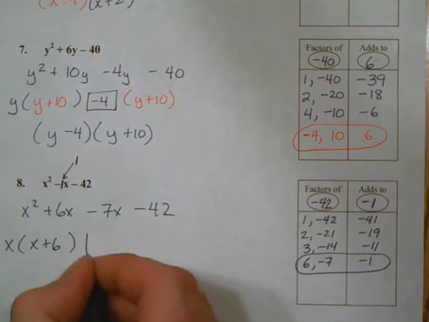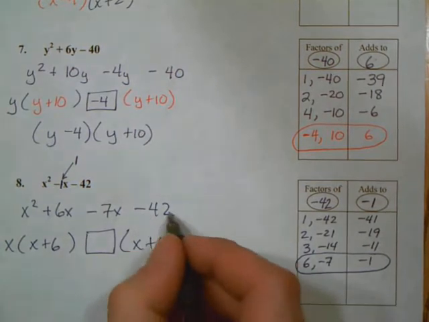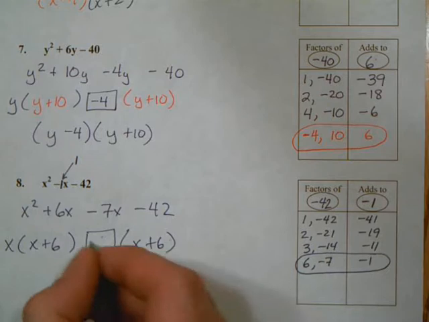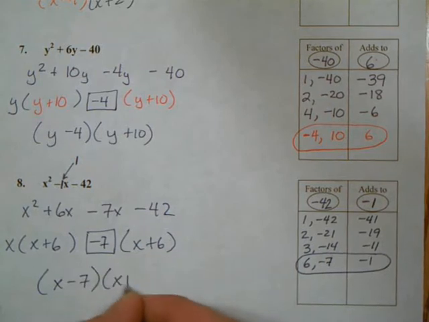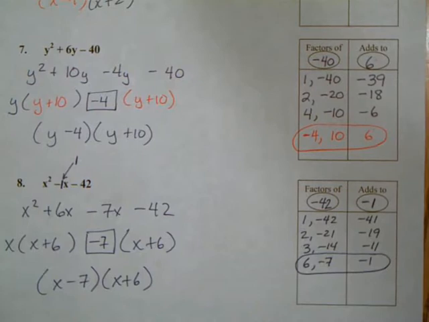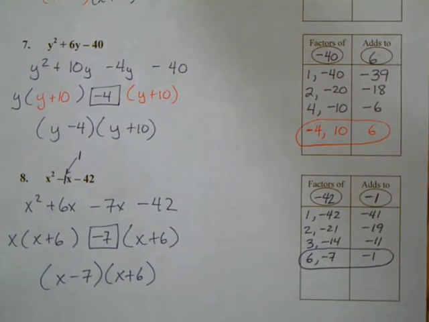We split up our negative 1x into 6x and negative 7x minus 42. We take out our GCF, x times x plus 6. Put our box in with our x plus 6. Negative 42 divided by 6, that's negative 7. So our answer is x minus 7 times x plus 6.